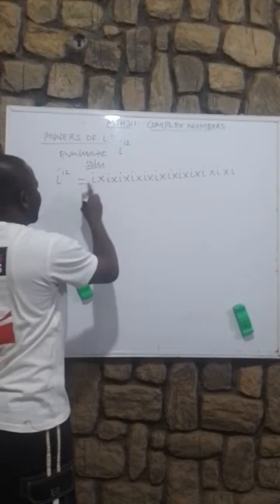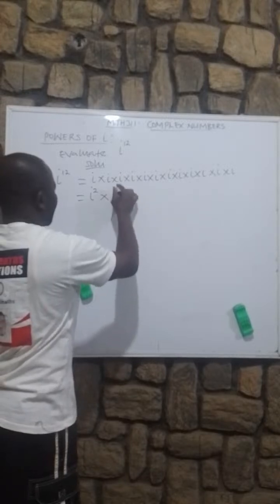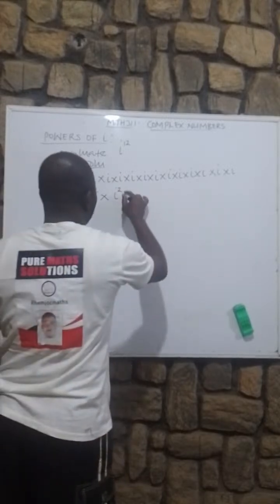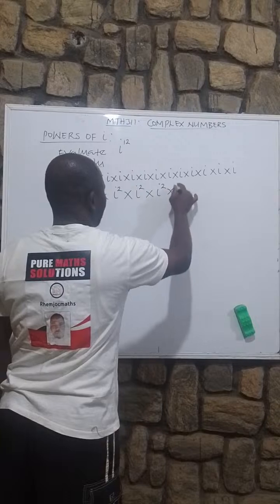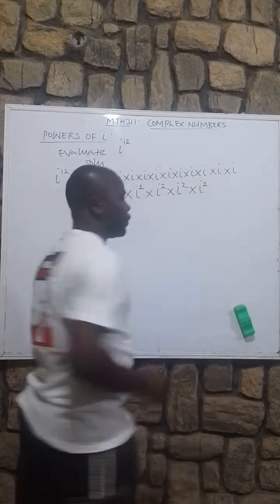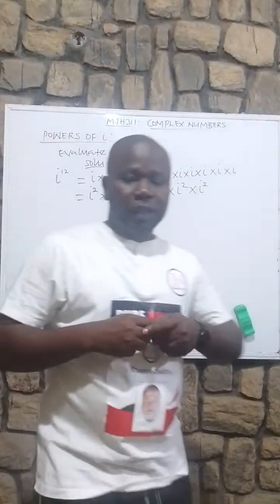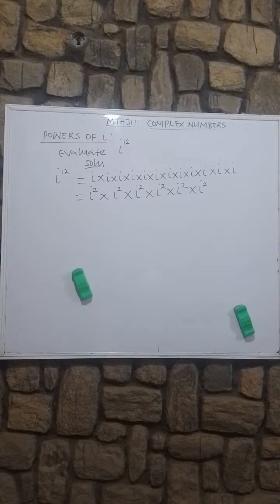That is i times i is i squared, times i times i is i squared, times i squared, into 6 spaces: i squared times i squared, 1, 2, 3, 4, 5, 6. Do you understand how we got this? Are you following? Any question? So far, so good.